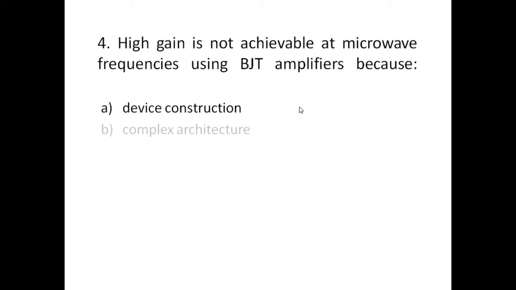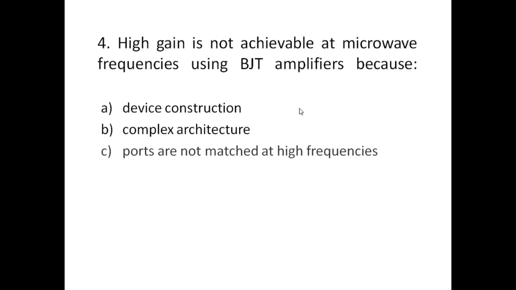Now the fourth question, high gain is not achievable at microwave frequencies using BJT amplifiers because: device construction, complex architecture, ports are not matched at high frequencies, none of the mentioned.